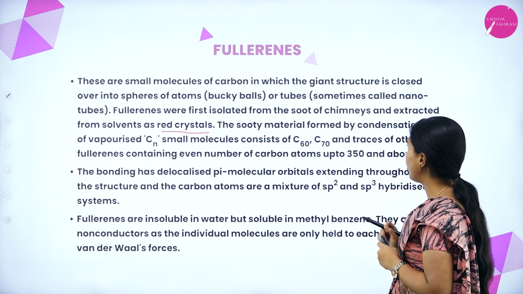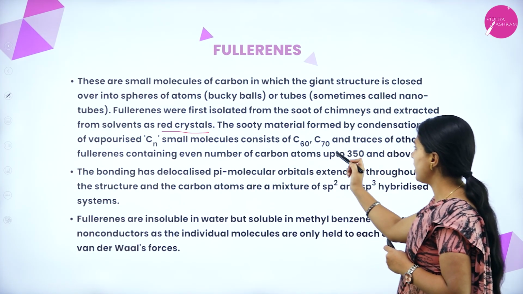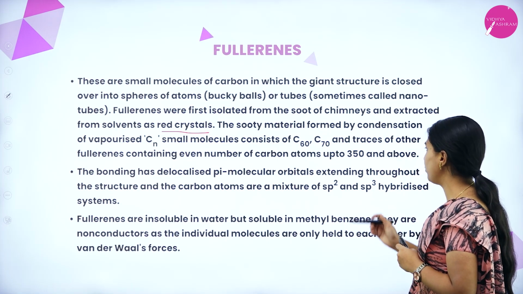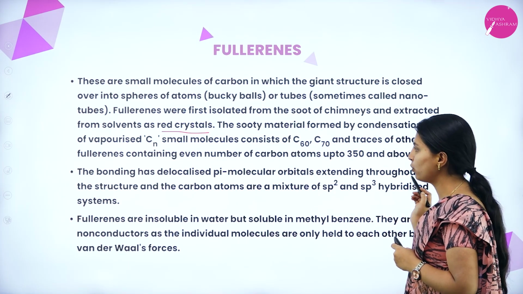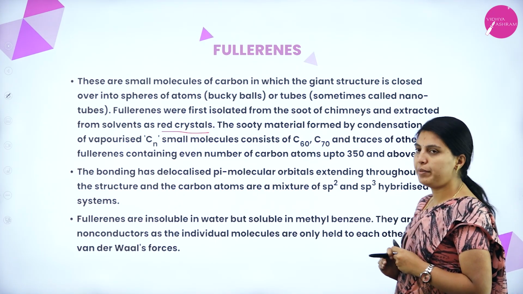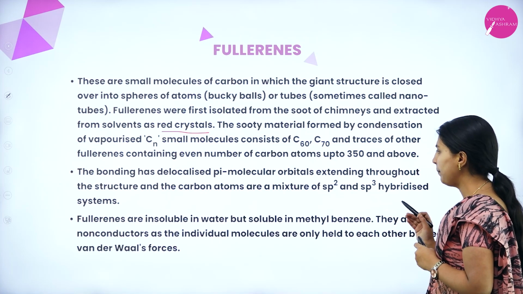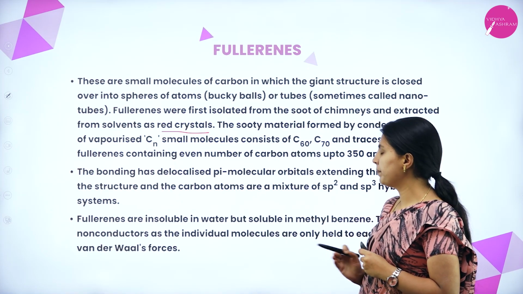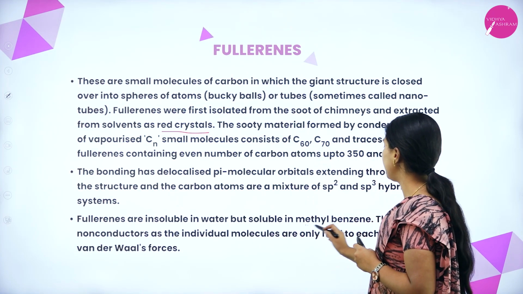The sooty material is formed by condensation of vaporized carbon into small molecules consisting of C60, C70 and traces of other fullerenes containing an even number of carbon atoms up to 350 and above. The bonding has delocalized pi molecular orbitals extending throughout the structure, and the carbon atoms are a mixture of sp2 and sp3 hybridized systems. Fullerenes are insoluble in water but soluble in methyl benzene. Other allotropic forms of carbon are completely insoluble in water and organic solvents, but fullerene is insoluble in water and soluble in methyl benzene.